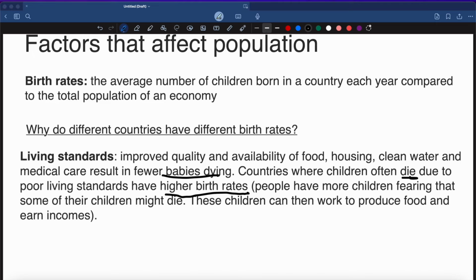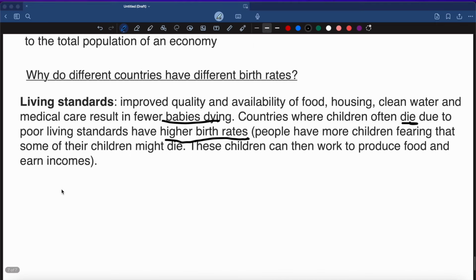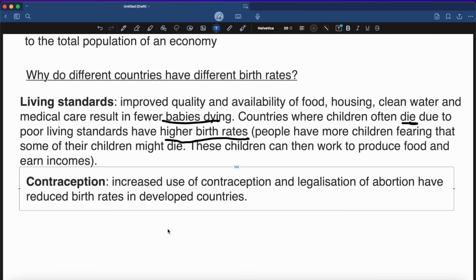The next factor is contraception, which simply means that there's an increased use of contraception. If there's an increased use of contraception, there would be fewer births, lowering the birth rate. It's self-explanatory.